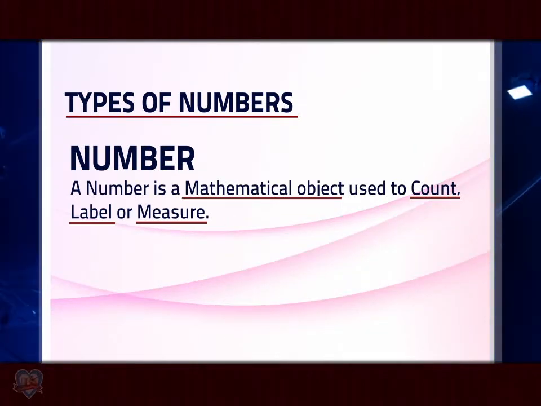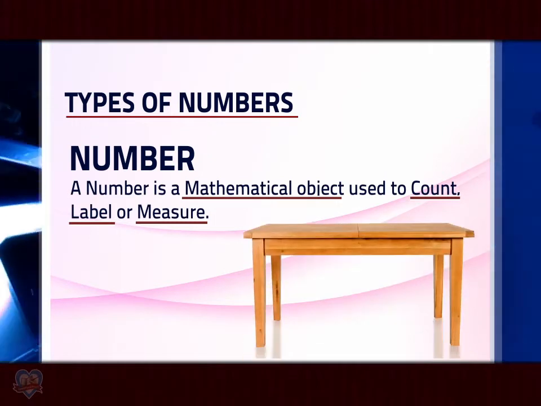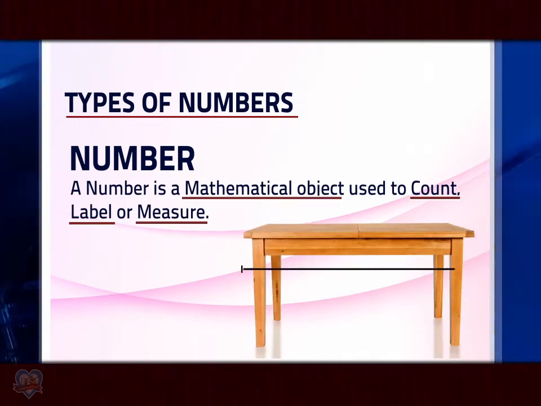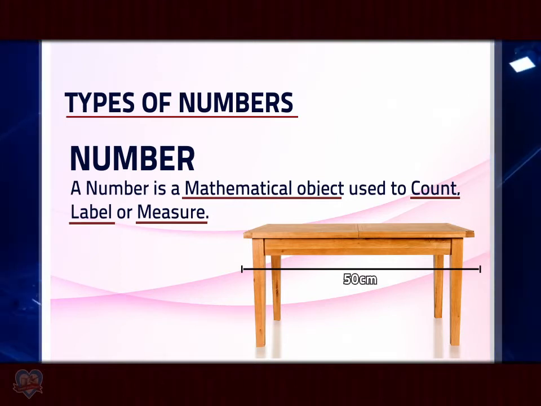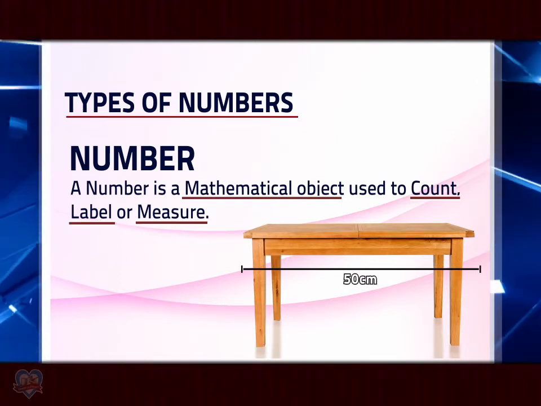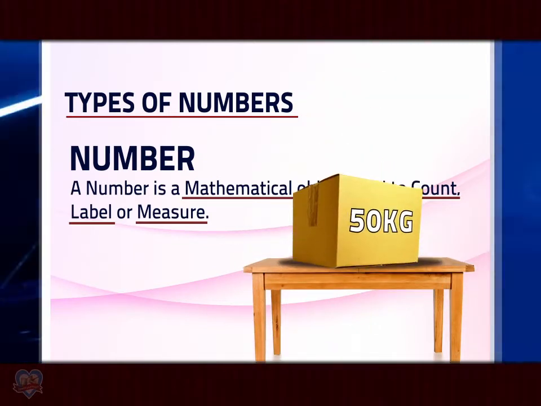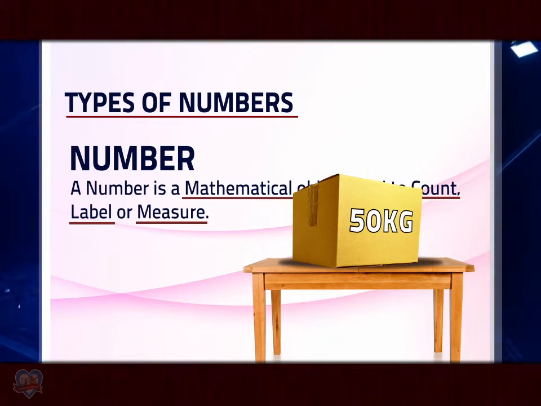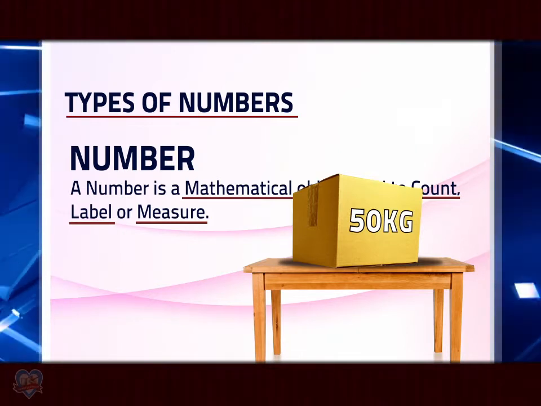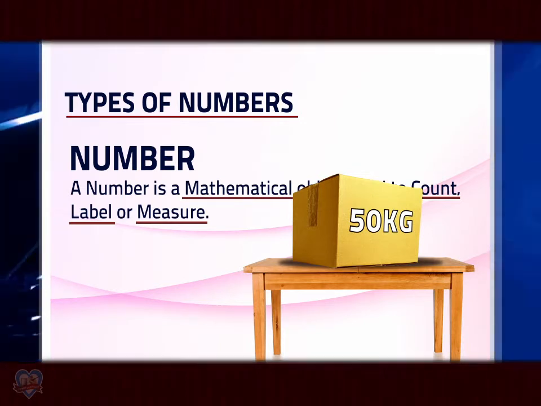Then they are also used to measure. For instance, if I want to get the length of a table, I would get my ruler and measure it. Maybe it's 50 centimeters. The 50 is the number which is attached to the measurement of length. Maybe it is mass. If I'm talking about 50 kilograms, the 50 is attached to the mass. So those are the functions of numbers.